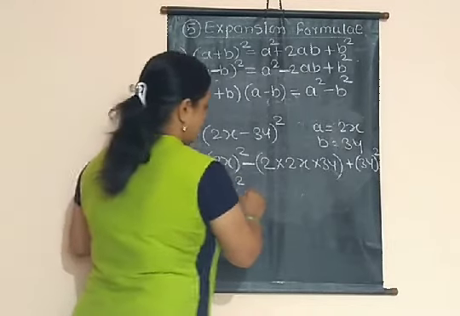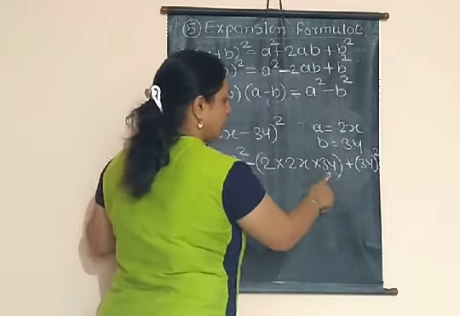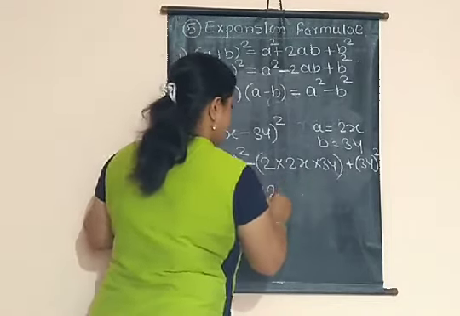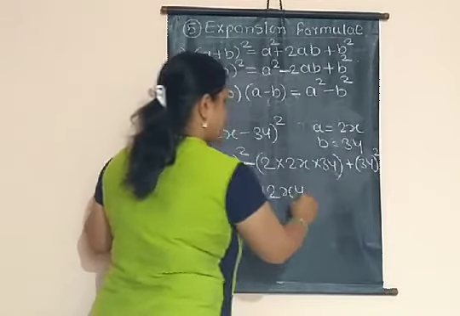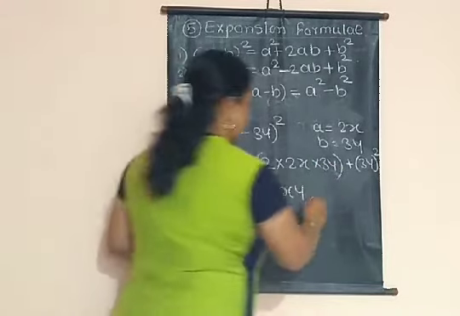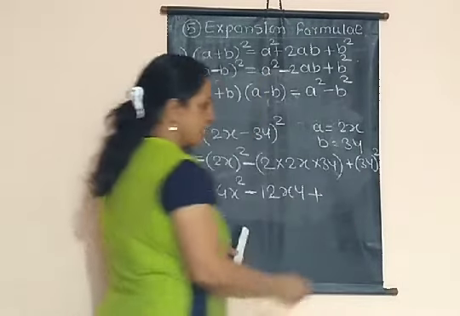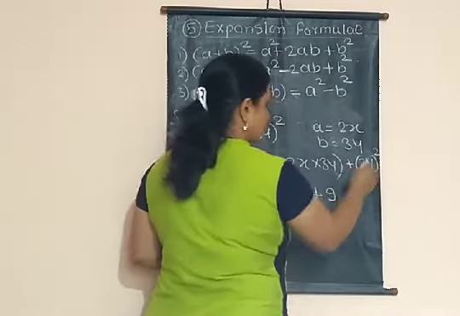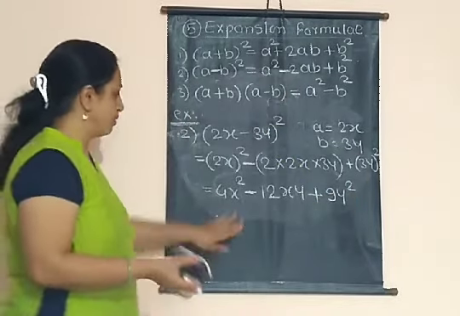Now minus this 2 into 2, that is 4. 4 into 3, that is 12. So minus 12x, and this y means minus 12xy. And then after that the third term, thrice y square. So the square of 3, that is 9, and square of y, that is y square. So we get this formula.